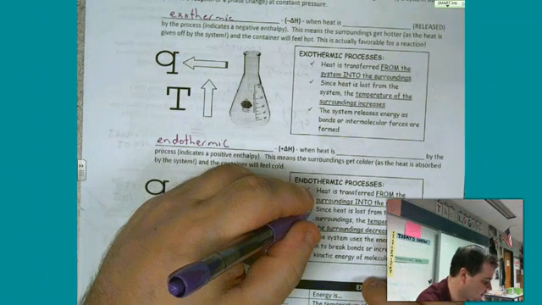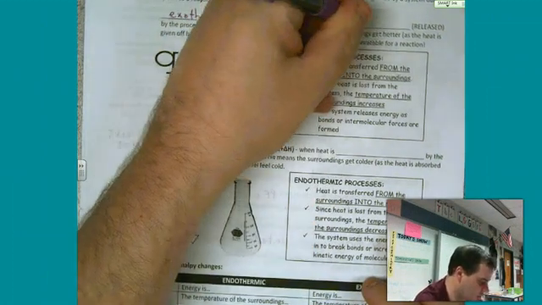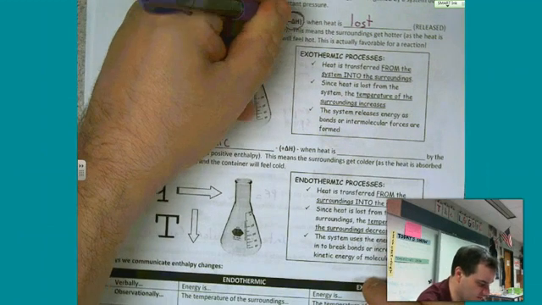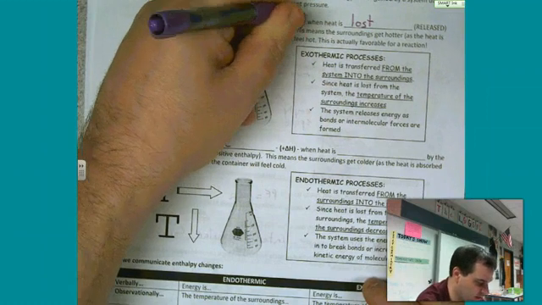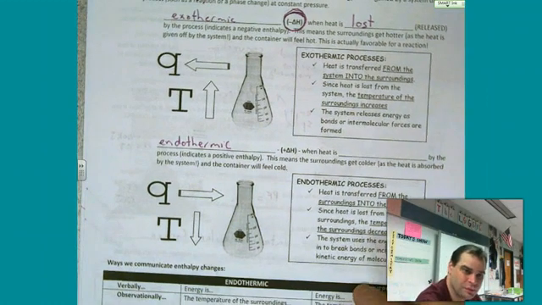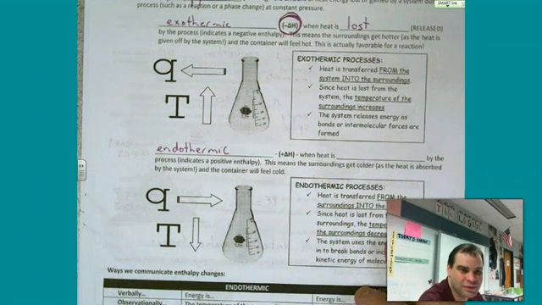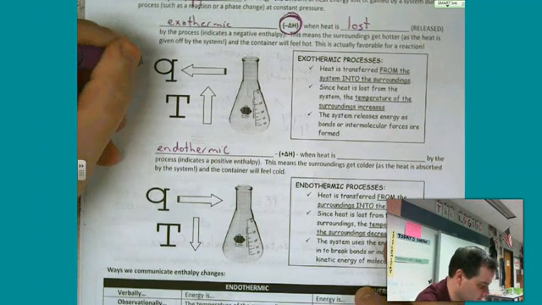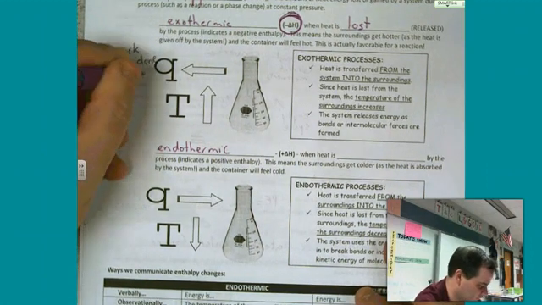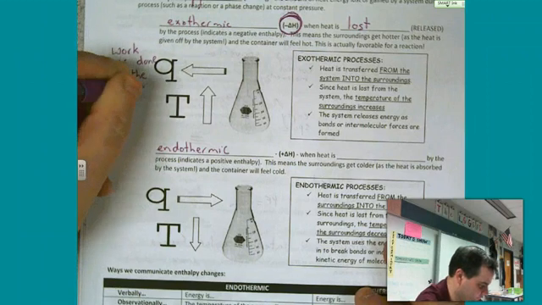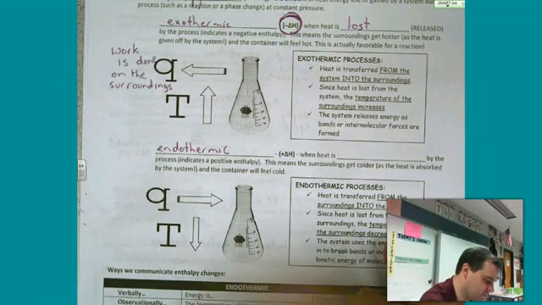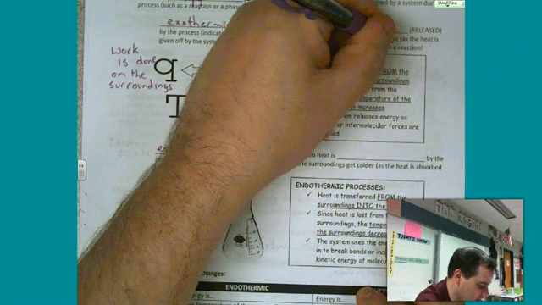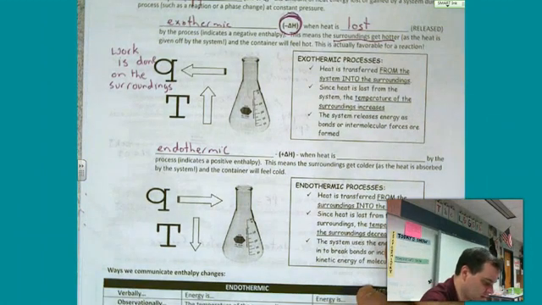Exothermic is when heat is lost by the process, indicated by a negative delta H. Negative delta H, which means that work is done on the surroundings, meaning that the surroundings usually get warmer. Surroundings get hotter, as heat is given off by the system.